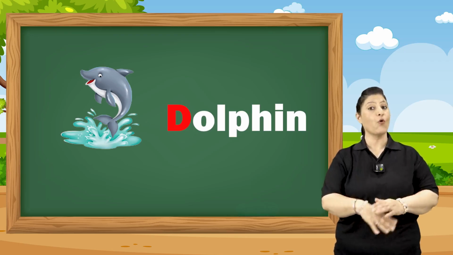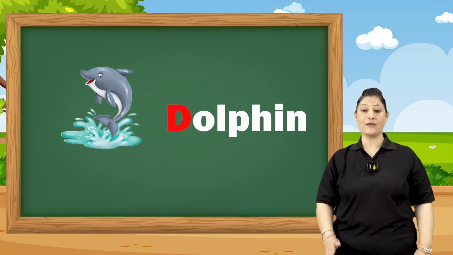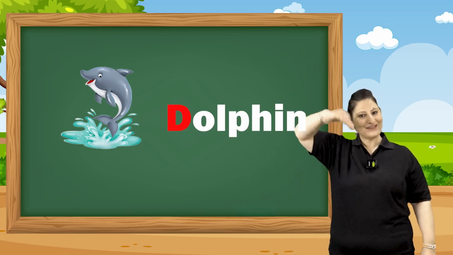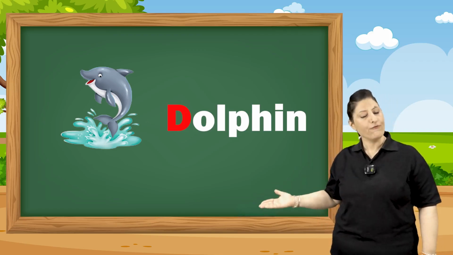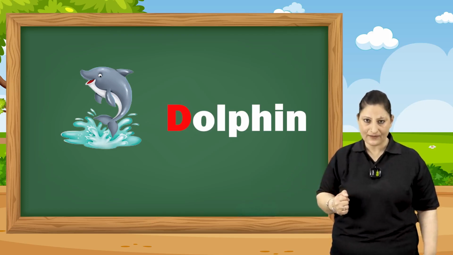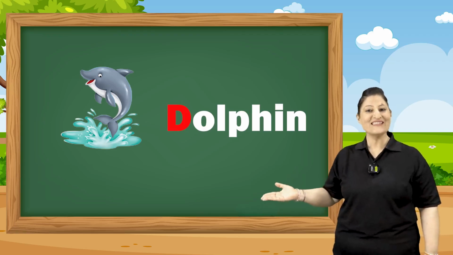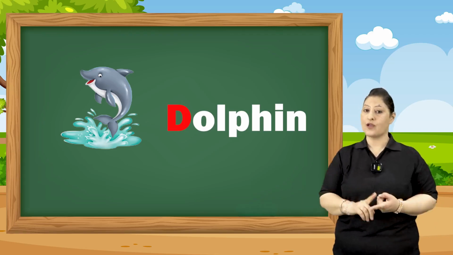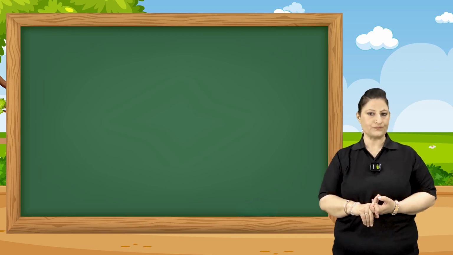A dolphin is a water animal. It swims in water and takes big dives up and down in the sea. D. Dolphin. Now in dolphin, the sound of D is coming. Yes, it says D. Dolphin. So now we have learned about the D sound.